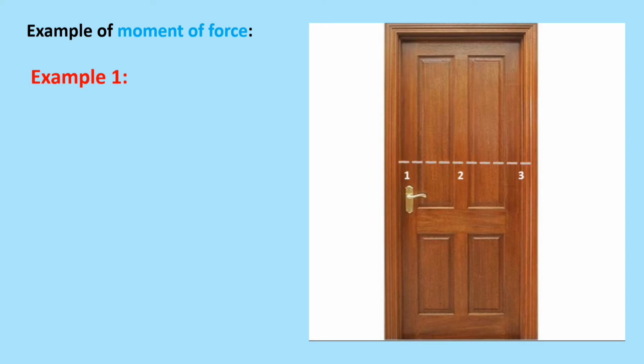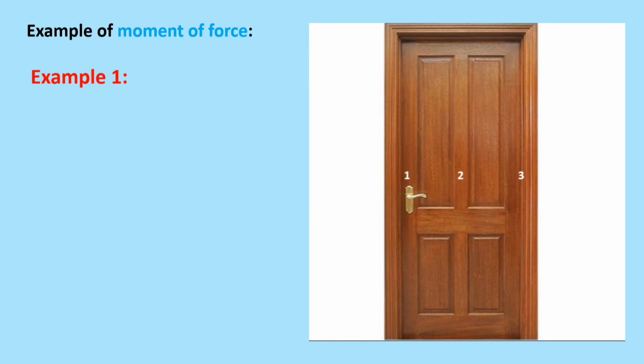Why? The distance from point 1 to the fixed point, that is point 3, is more. When the perpendicular distance is more, what happens? Force will be very less. You require very little force to open the door. Now change the location of the applied force. Now apply the force at point 2. What happened? You can see the distance from point 2 to point 3, that is the fixed point, is decreasing. When the perpendicular distance is decreasing, automatically you need to increase the applied force. Distance is decreasing, force is increasing.